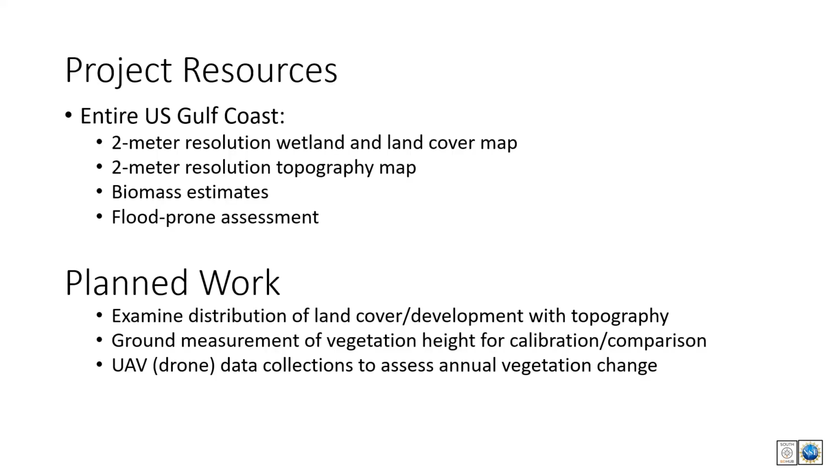The project now offers these products through Google Earth Engine for anybody to use. This can be used, for example, for biomass estimates or to understand what areas may be prone to flood and what type of land cover would be affected. So this is one of the things that we plan to do, is understand better the distribution of wetlands within specific topography ranges.